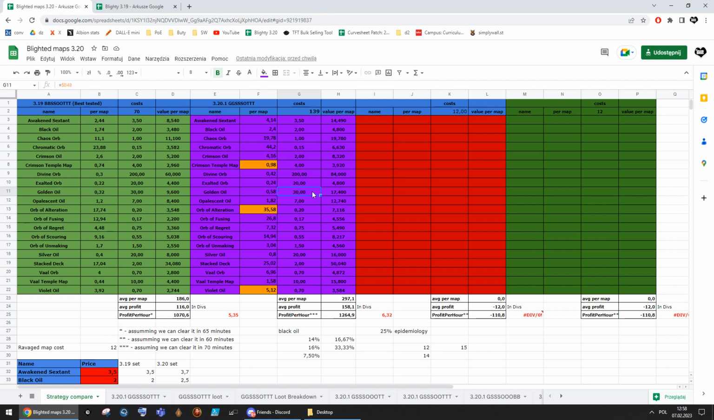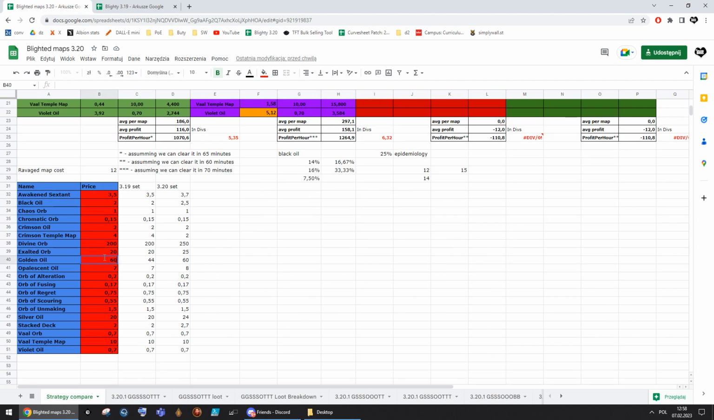People don't really run maps with it because they cannot afford it, they don't have the financial fluidity to do so. And yeah, it just goes up. And the divine orbs are, let's say, quickly going up in price because people need them to roll ashes, etc. And of course to craft. So yeah, it's basically the ratio that matters.